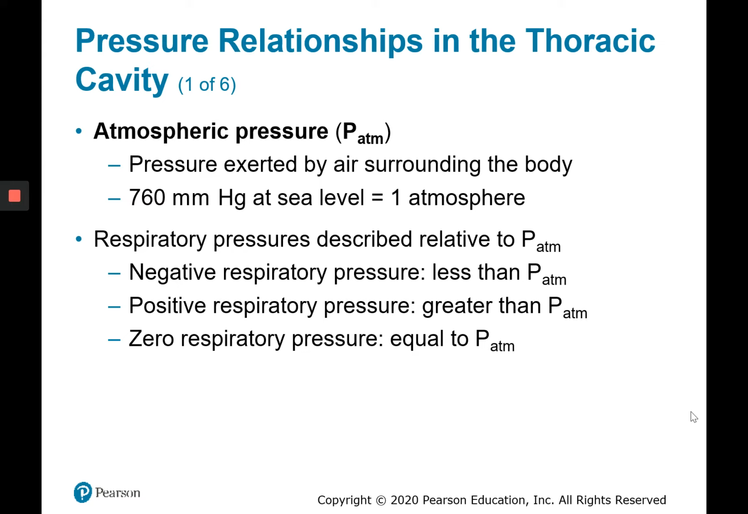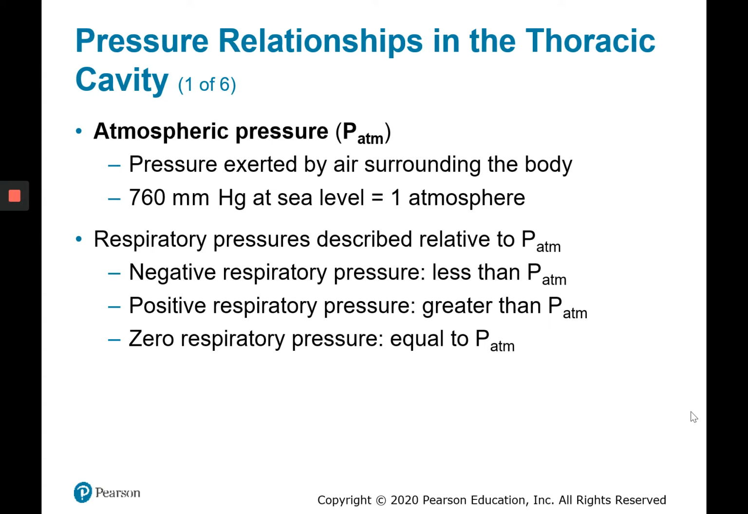There are different pressure relationships we want to acknowledge. So we'll start with one of the pressures that is involved in the respiratory system and why it works. That is atmospheric pressure. This is the pressure exerted by air that surrounds your body, and at sea level, atmospheric pressure is 760 millimeters of mercury. But we're going to set atmospheric pressure to 0. That way we can compare other pressures to it.